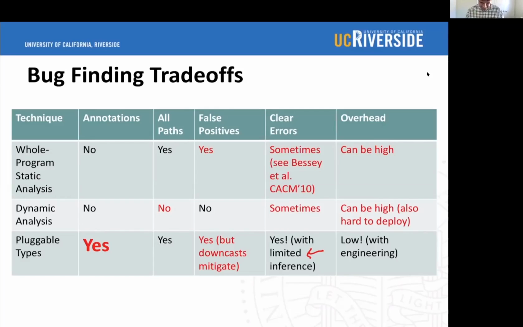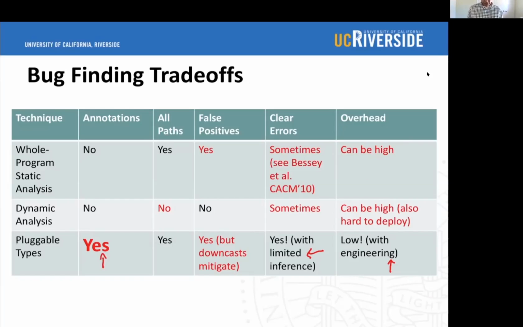The other thing is that, again, if you're doing limited global inference, your overhead can be quite low. This requires some proper engineering of your tool, but the overhead should be on the order of the same cost it just takes to compile the code, which is much, much lower than a whole program static analysis. And also in some ways, lower than dynamic analysis in that once you're running your code, you're not adding any overhead. So the key downside, I would say, or question about pluggable types is right here.